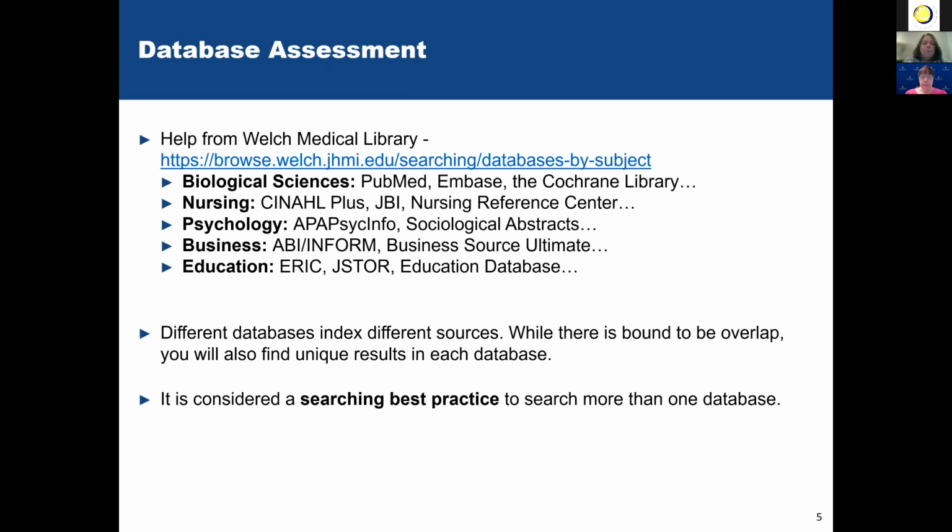So that's really helpful. When I'm getting ready to do that search, what is the best way to come up with search terms or keywords? How do I know what I'm searching?